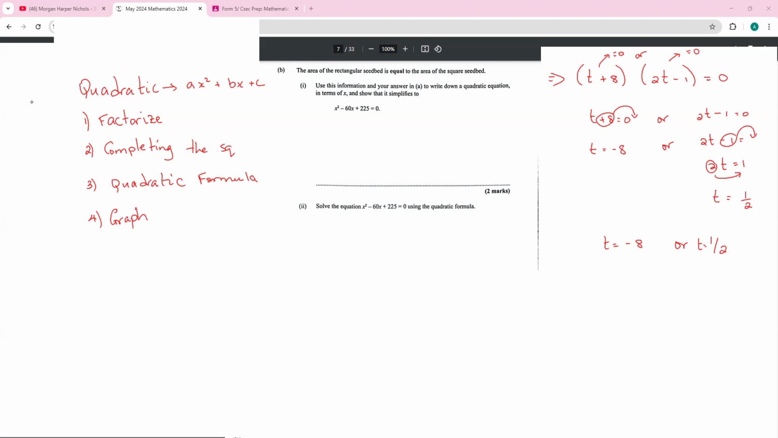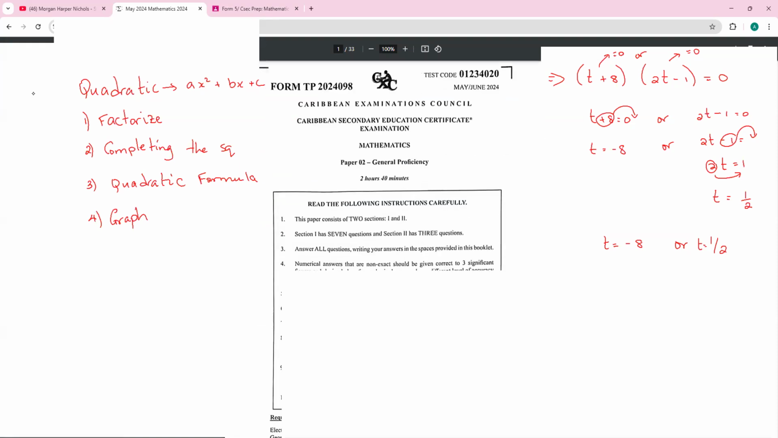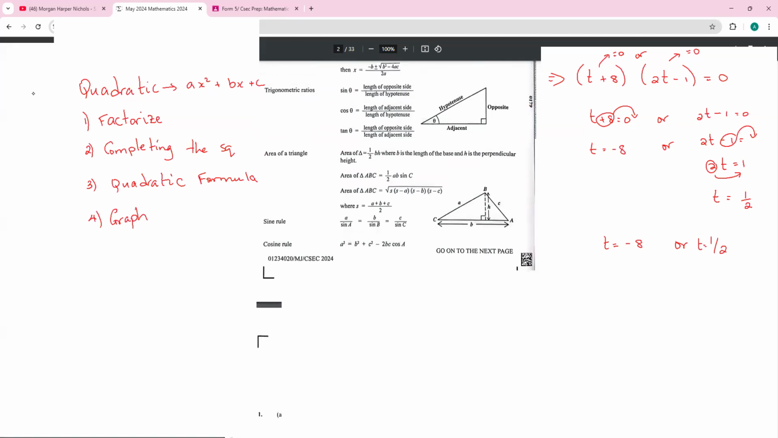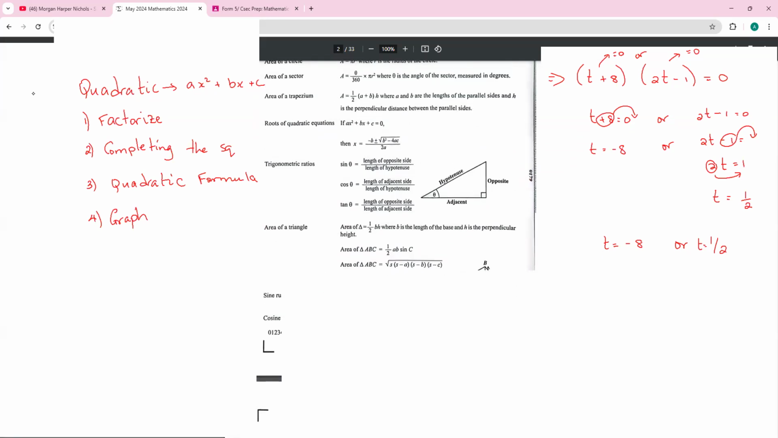Now for this one, it said use the quadratic formula. The nice thing about the quadratic formula is that they give it to us in our formula sheet. I, however, recommend that you learn it still. But they do give it to us in the formula sheet. And it's this one here. So the part where they say roots of a quadratic, the roots of a quadratic are like the answers for the quadratic sum.